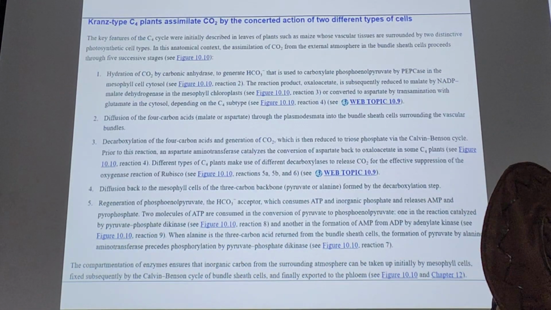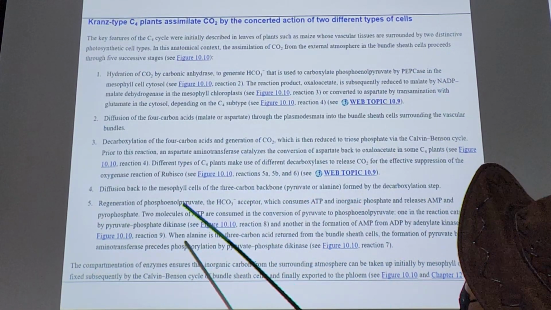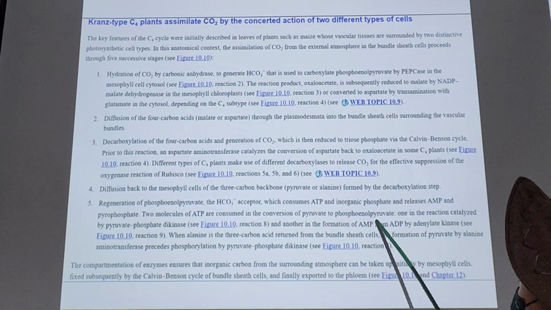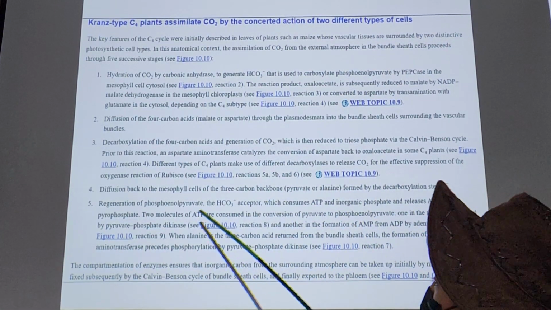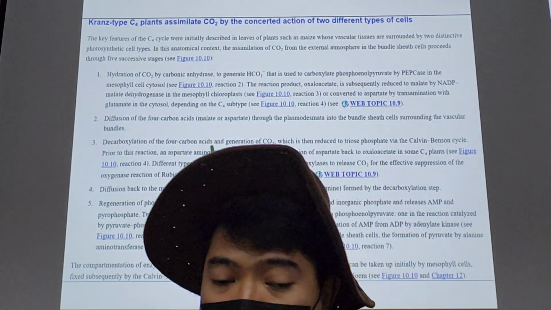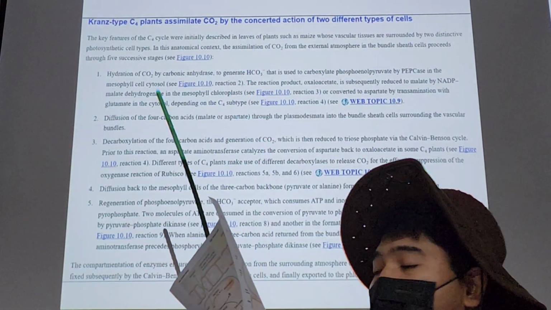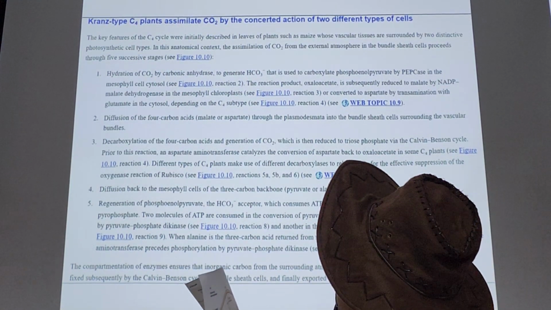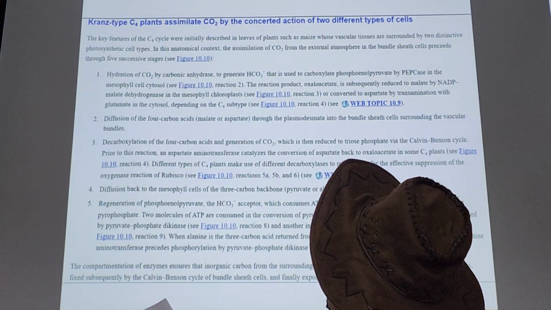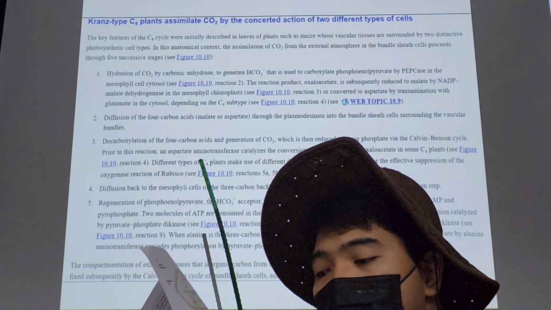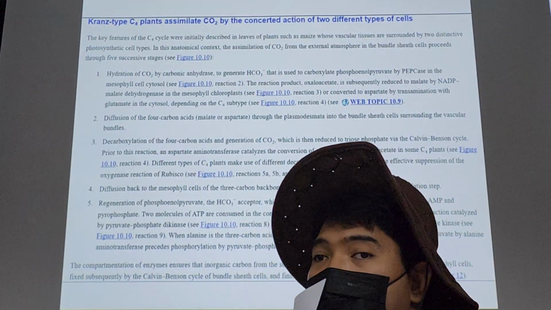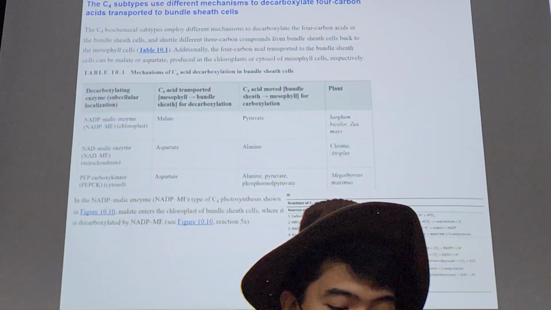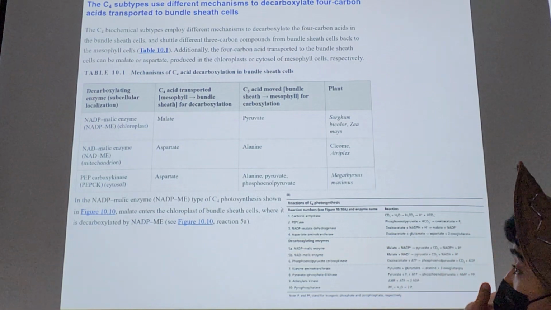Does it say in here? I think it should say somewhere. Here: 2 molecules of ATP are consumed in the conversion of pyruvate to phosphoenolpyruvate. One in the reaction catalyzed by pyruvate phosphate dikinase, reaction number 8, this thing here. So you use 1 ATP there, and another in the formation of AMP, adenosine monophosphate, by adenylate kinase. That will be reaction number 9. So 2 ATP are used. That's why it says 2 ATP per CO2 molecule. Okay, this is the summary of what I just said again.